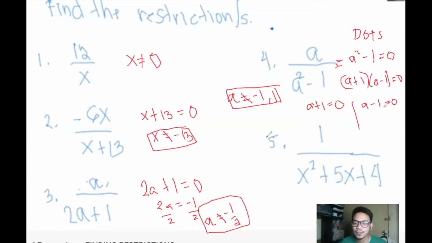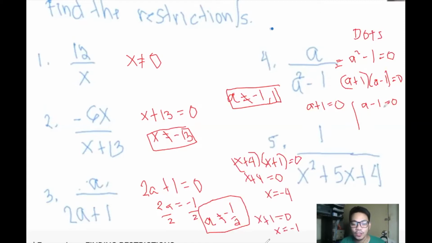Number 5. This one is factoring also a quadratic trinomial. This is x plus 4 times x plus 1. We will review more on that later for the factoring. So x plus 4 equals 0, which is x equals negative 4. And x plus 1 equals 0, so that's x equals negative 1. So x should not be equal to negative 4 and negative 1. Again, in this one, we have two restrictions.